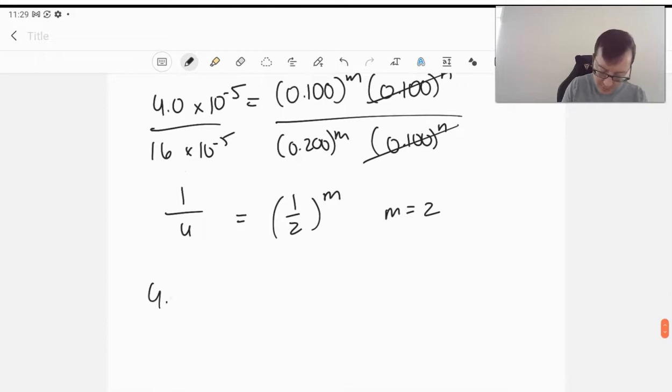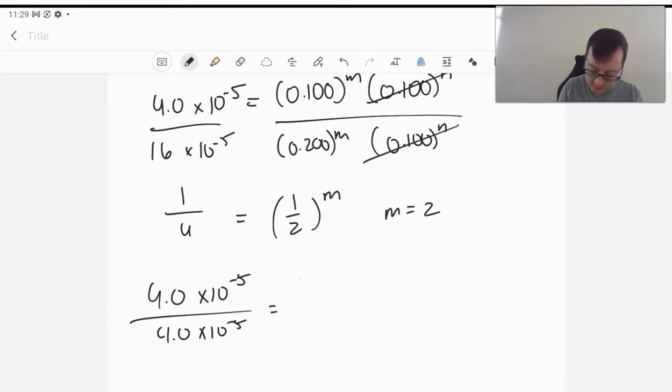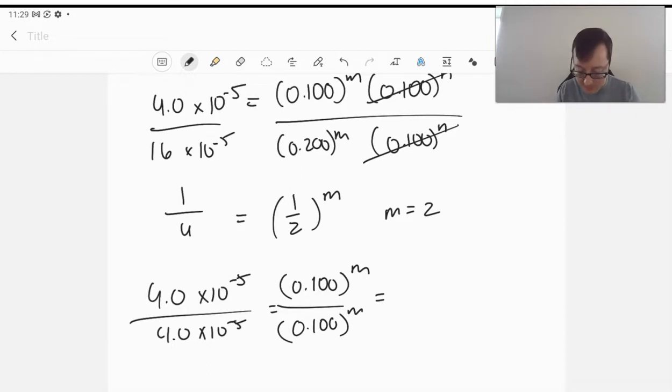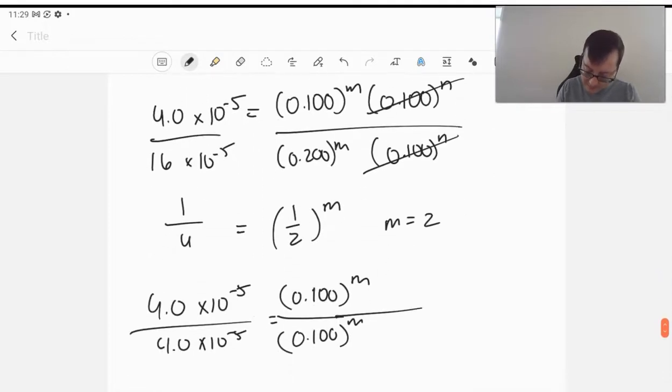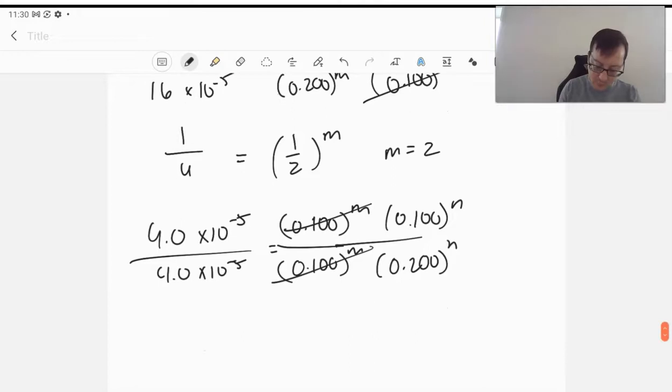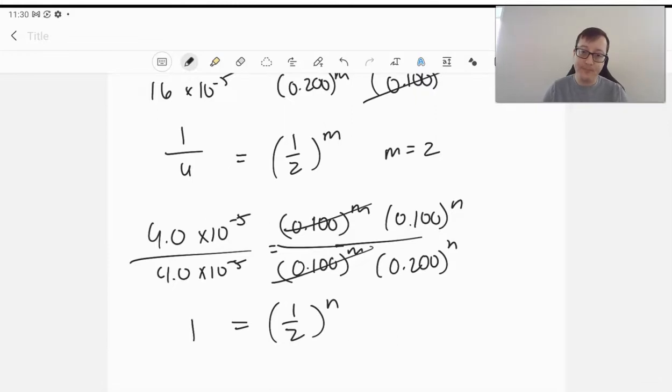And if we go ahead and do that, 4.0 times 10 to the negative 5 over 4.0 times 10 to the negative 5 equals 0.1 to the m, over 0.1 to the m. Technically, we can plug in m if we really wanted, because now that we solved for it, but it's going to cancel out anyway, so why bother? And our waters are 0.1 and 0.2. Now that we have everything, the m's cancel. We see that we have 1 equals 1/2 to the n power. So what does n have to be? Only one thing will give us 1, and that would be if n is 0, right? Anything to the 0 power is 1.